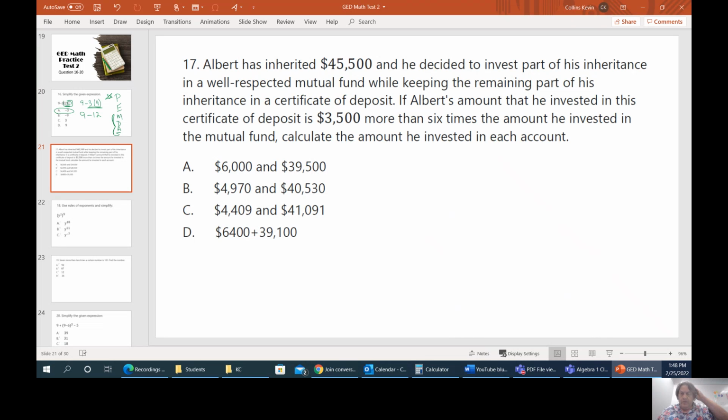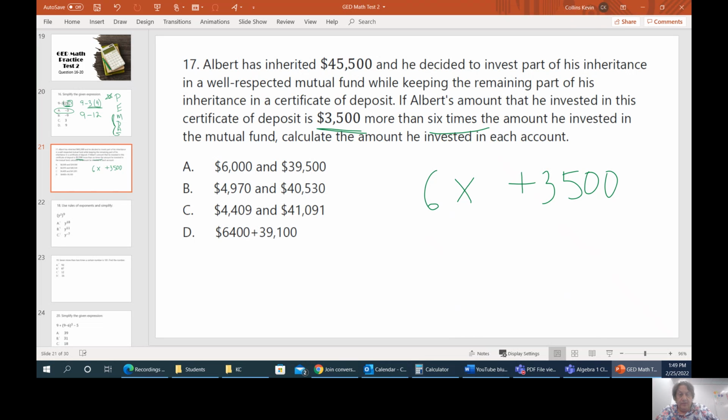Oh, okay. So here we go. It says that Albert's amount he invested in the certificate of deposit is $3,500 more. So that means we're going to do a plus 3,500, more than 6 times the amount invested in the mutual fund. So we'll use X for the mutual fund, and we have 6X.